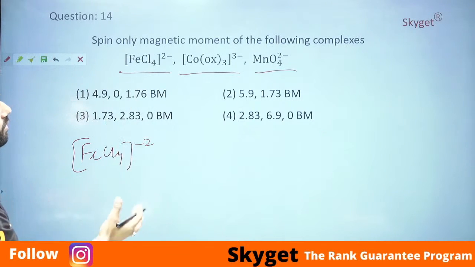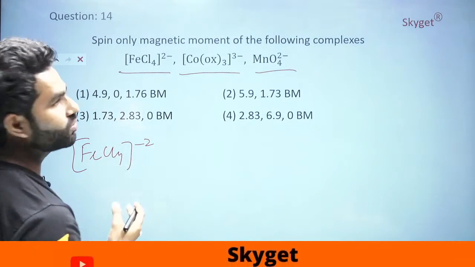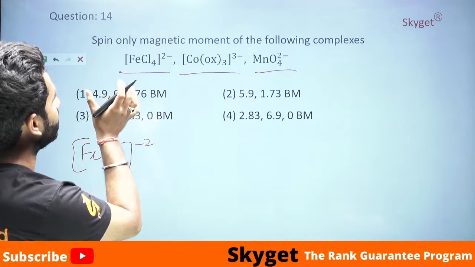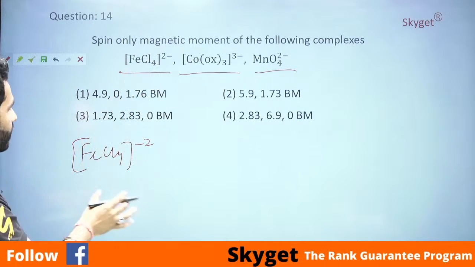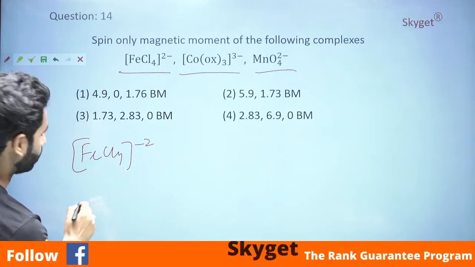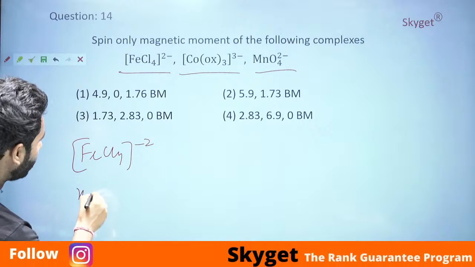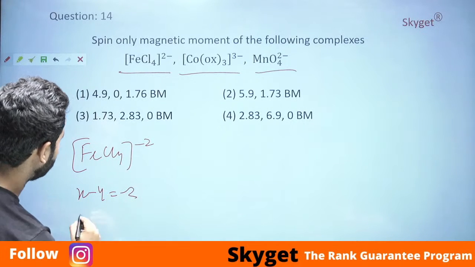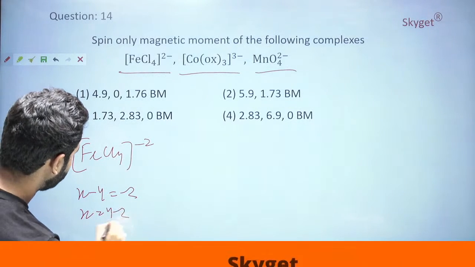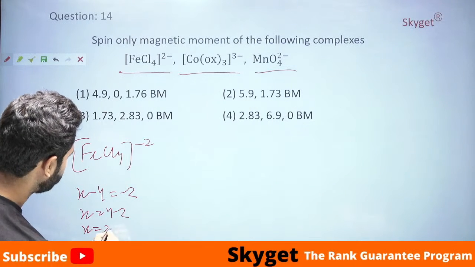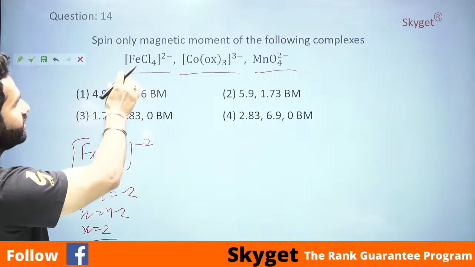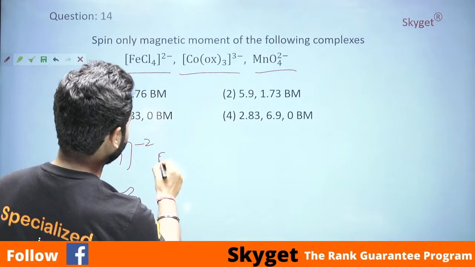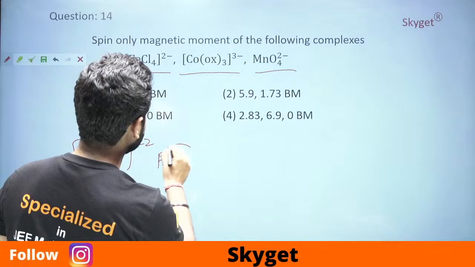Now, to find the magnetic moment, we need to know the charge on the central atom. Here in the case of FeCl4, the central atom is iron, so we need to find the charge on it. How? X minus 4 is equal to minus 2, X is equal to 4 minus 2, X is equal to 2. And here it is positive 2. It means in the case of iron we have Fe2 positive.